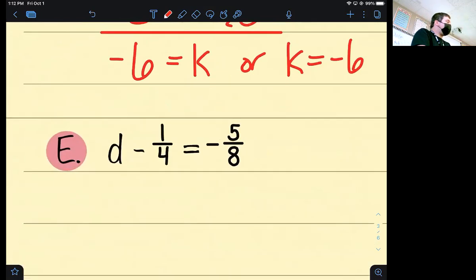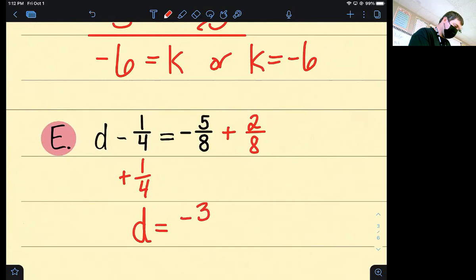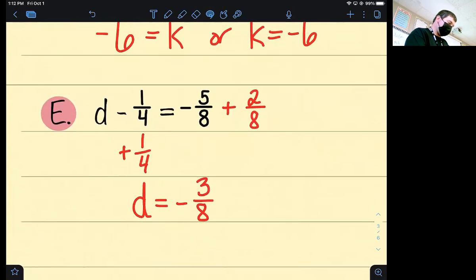Example E, d minus 1/4 equals -5/8. Xander, tell me what I need to do to get d by itself. Add 1/4. Okay. Now, 1/4 is the same as adding how many eighths, Xander? 2 eighths. And what's -5/8 plus 2 eighths? -3/8. That's right. And we can write that negative up here with the 3, off to the side, down here, as long as it's there, there's only one of them.